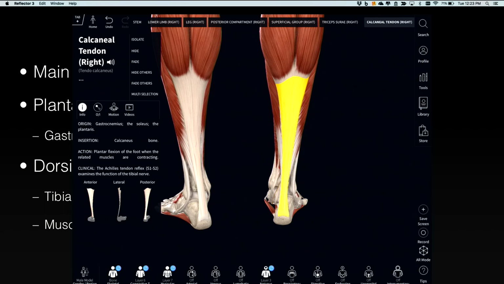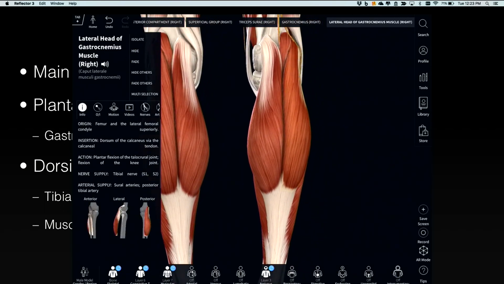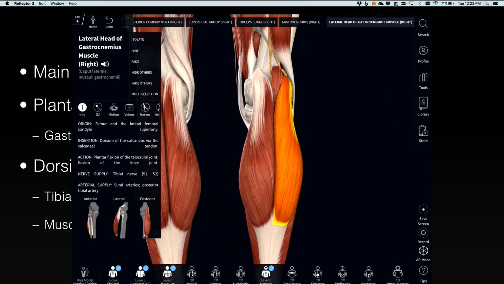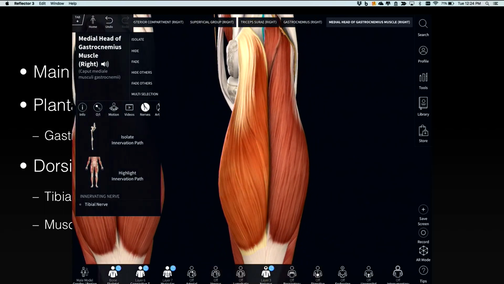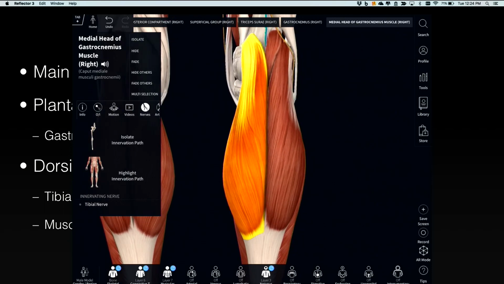This is the common insertion point for the gastroc, which we're looking at now, and the soleus that we'll look at in a second. And you can see, highlighted in blue here, the tibial nerve running right down the middle of the back of the leg. Tibial nerve, all the muscles in the posterior compartment it holds out in the lower leg. Both the medial and the lateral heads of the gastrocnemius innervated by the tibial nerve. And this is the largest muscle in the lower leg. It's powerful. Very powerful muscle. Lots of force generated here.